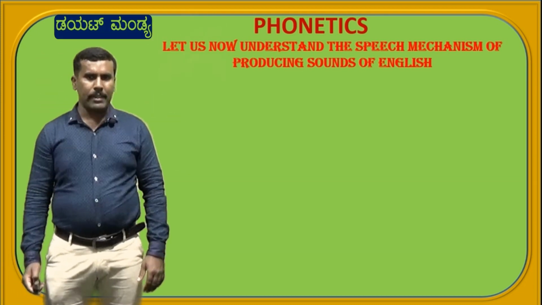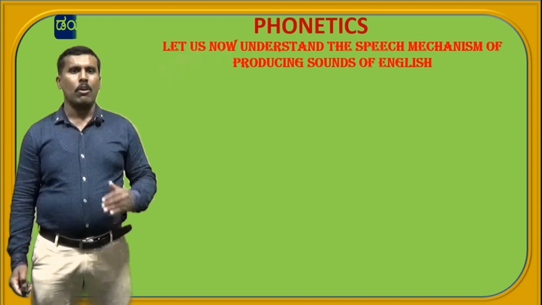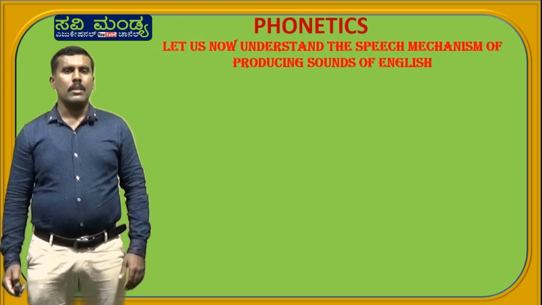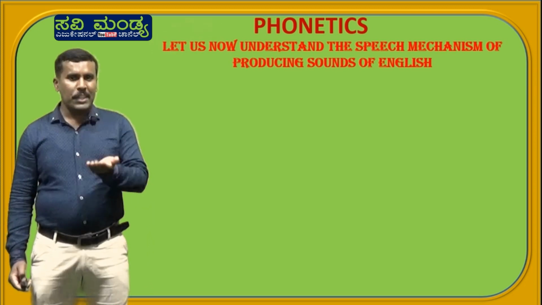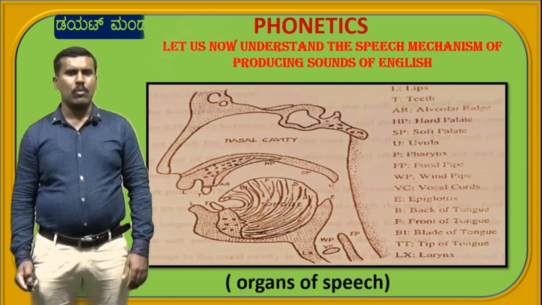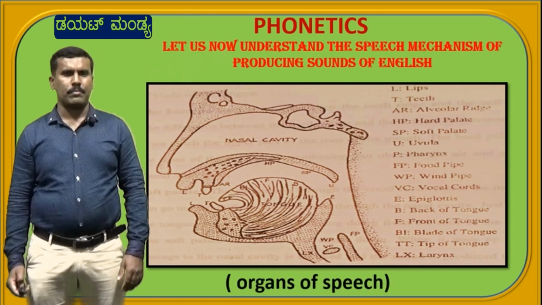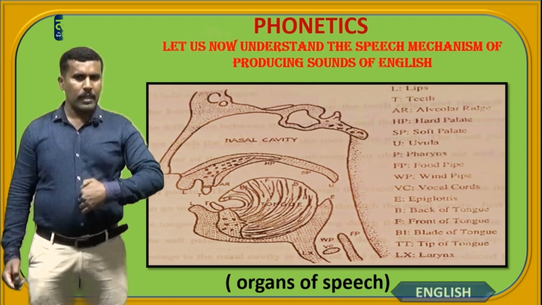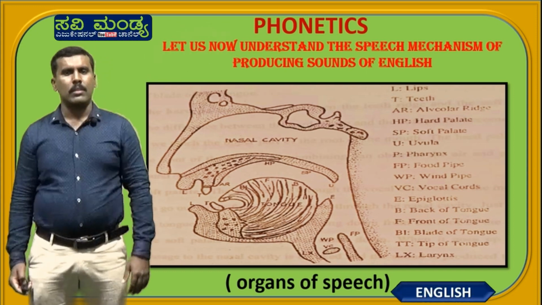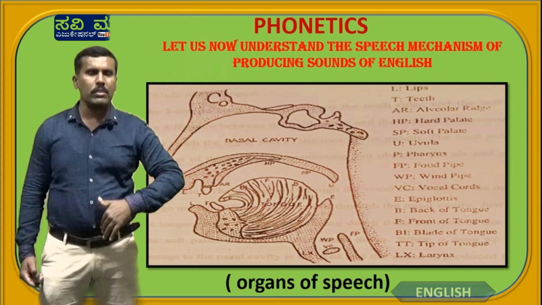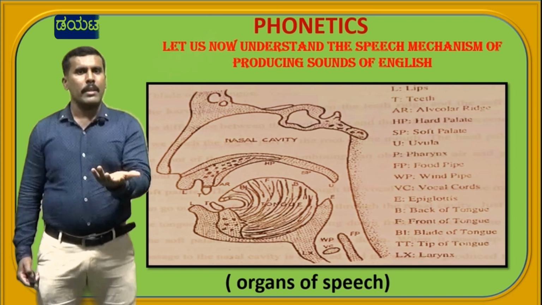Let us now understand the speech mechanism of producing sounds of English. We need to understand the organs of speech first. What are these organs of speech? We breathe in and breathe out. The process of breathing in is called inhale. The process of breathing out is called exhale.